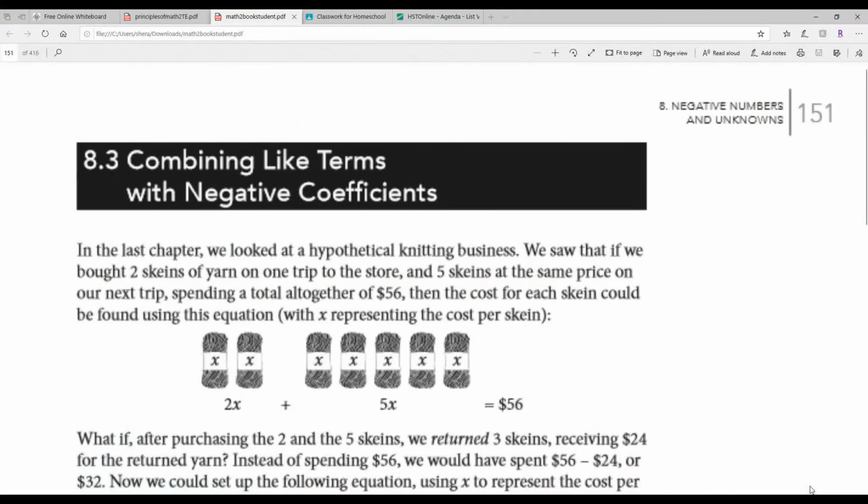And good morning. We are ready for section 8.3. We'll be ready for the worksheet here in just a few minutes. So today we're going to learn about combining like terms with negative coefficients.